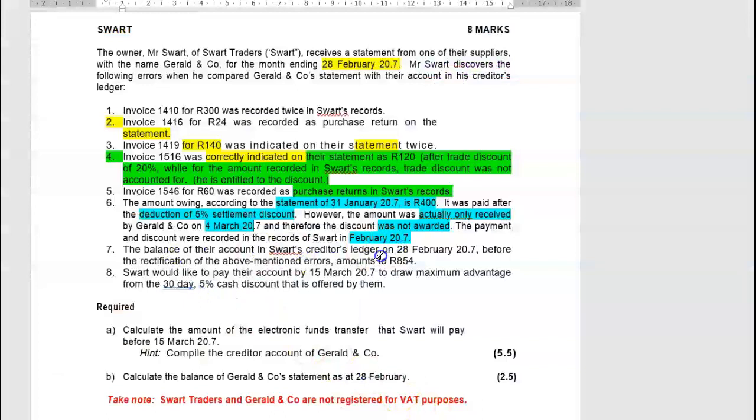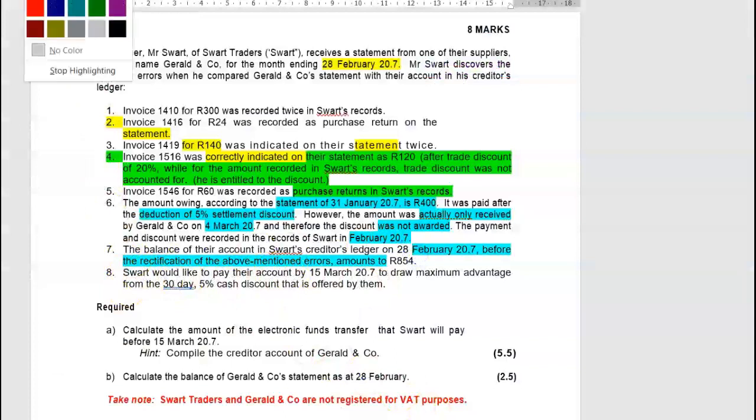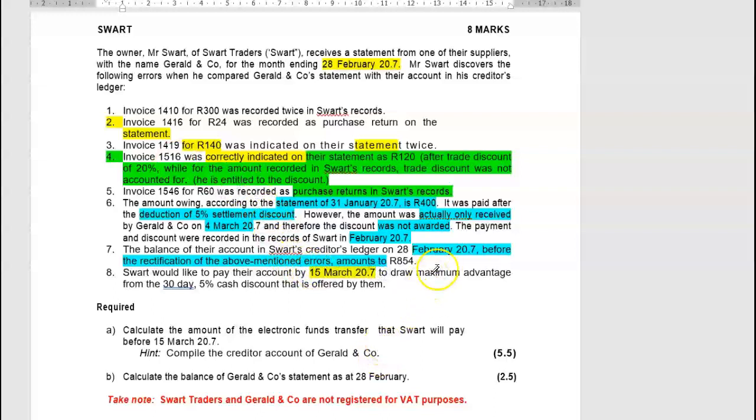Number 7, we've done, that was the opening balance of 854 Rand. And number 8, Swart would like to pay their account on 15 March 27 to draw the maximum advantage from the 30-day 5% discount that is offered to them. Good. So if you remember correctly, the first question is how much money do we have to transfer to them if we utilize the 5% settlement discount.